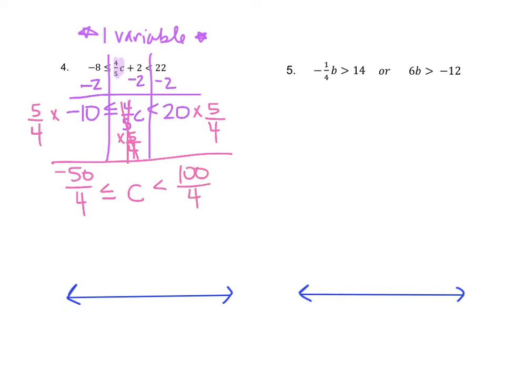Now, I don't mind fractions, but they still have to be reduced, and you can use a calculator. So if I put this in my calculator, I end up getting negative 12.5. So negative 12.5 is less than or equal to C, which is less than 25.